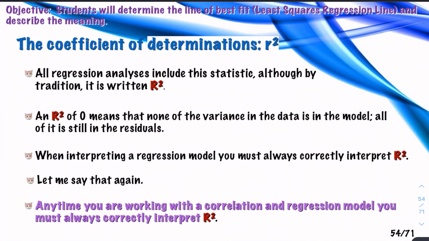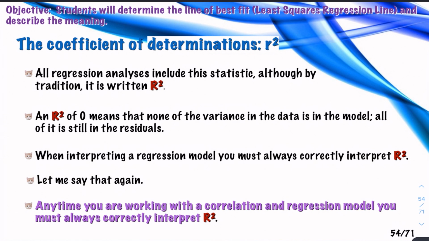Therefore, all regression analyses include this statistic, although by tradition it is written R squared. An R squared of 0 means that none of the variance in the data is in the model, which also means all of the variance is still in the residuals. Our model doesn't account for any of the variation. When interpreting a regression model, you must always correctly interpret R squared.